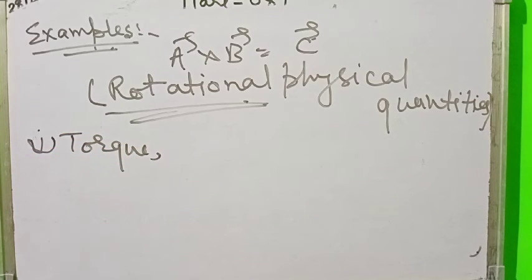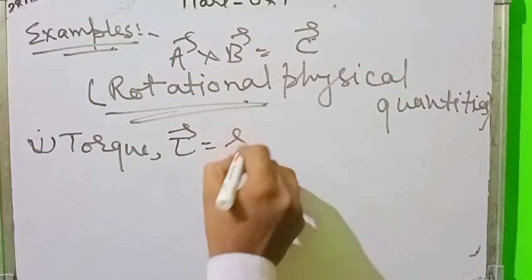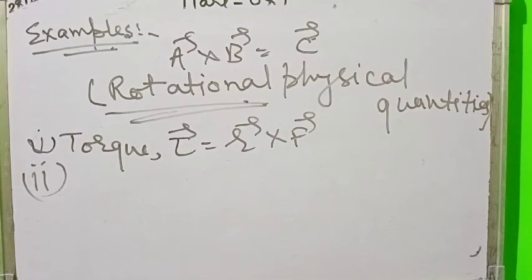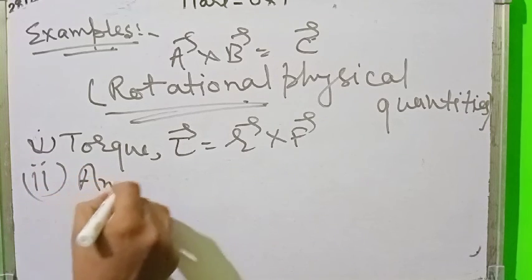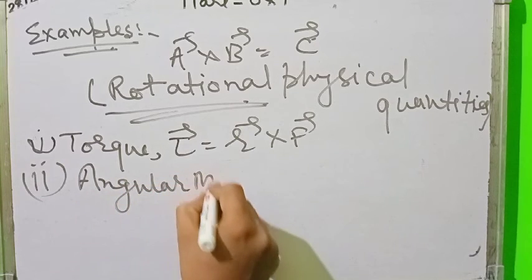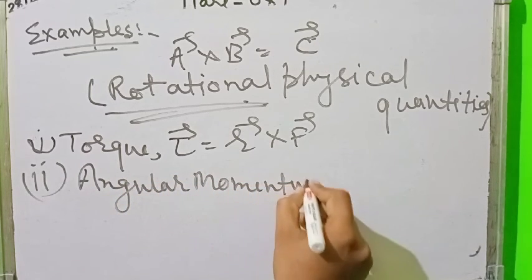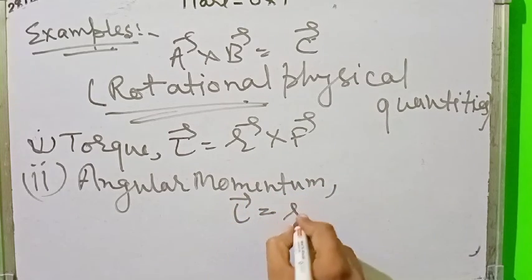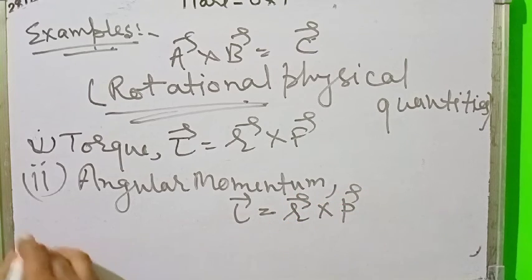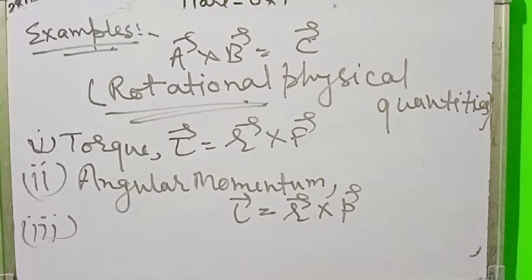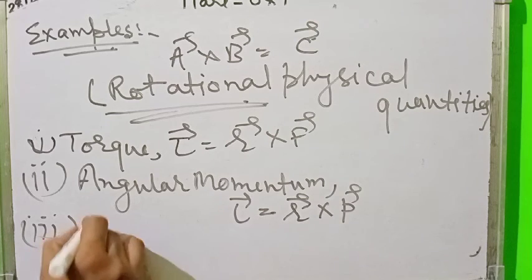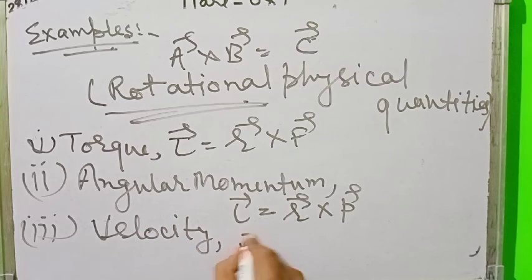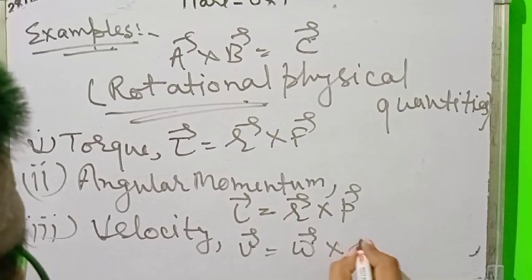which is the rotational analogue of force, and it is written as r cross F. Second is angular momentum: L is equal to r cross p. Third one, linear velocity in terms of angular velocity, and it is omega cross r.